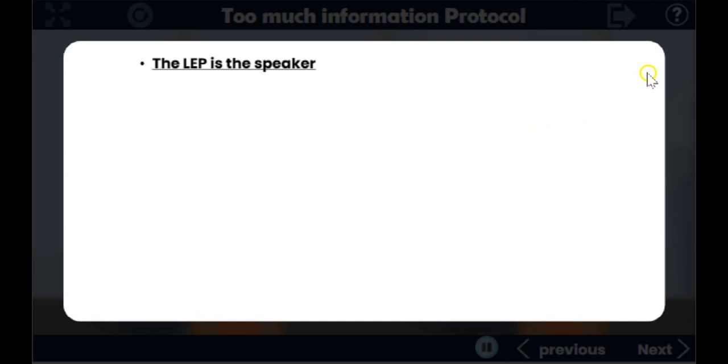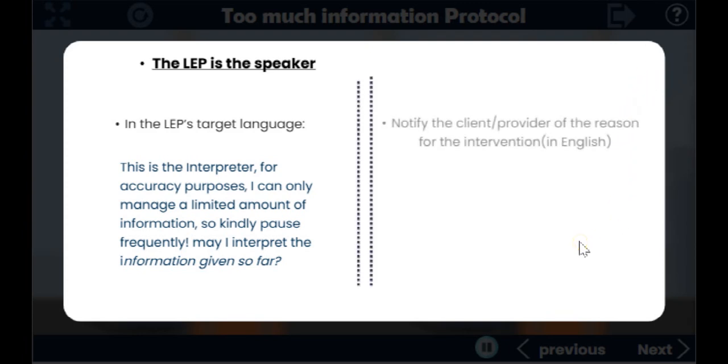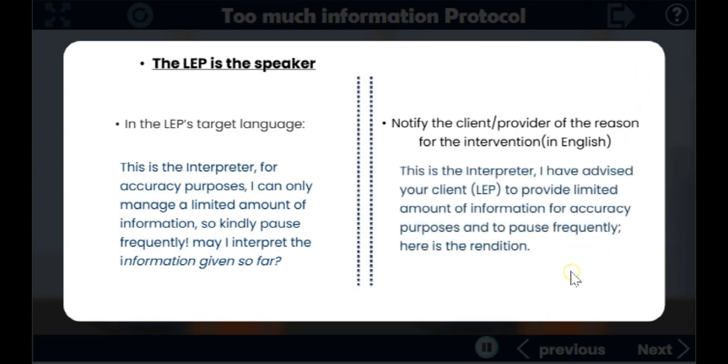If the LEP is the speaker, "This is the interpreter. For accuracy purposes, I can only manage a limited amount of information, so kindly pause frequently. May I interpret the information given so far?" Notify the client of the reason for the intervention in English. "This is the interpreter. I have advised your client to provide a limited amount of information for accuracy purposes and to pause frequently. Here is the rendition."